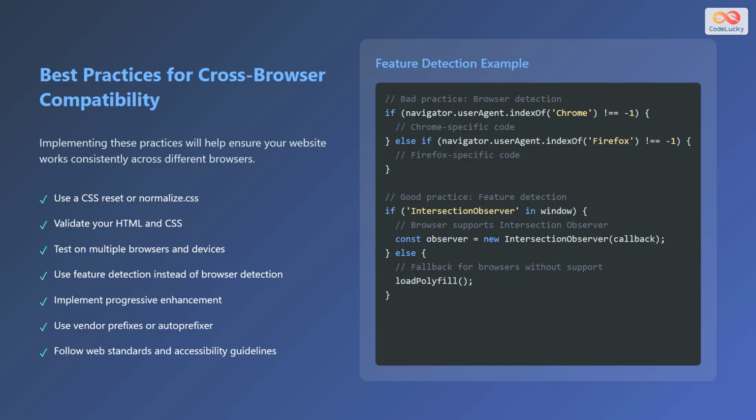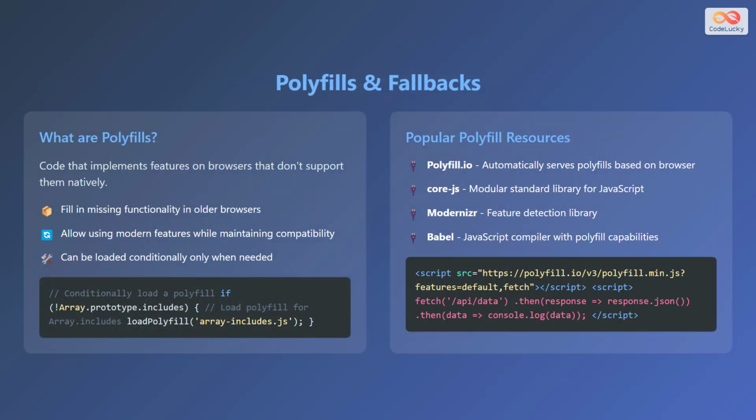This code snippet shows a feature detection example. The bad practice is browser detection, where we check the user agent string to determine the browser and apply specific code. The good practice is feature detection, where we check if the browser supports a specific feature like intersection observer, and use it if available, with a fallback for browsers without support. Let's explore polyfills and fallbacks, essential tools for ensuring cross-browser compatibility.